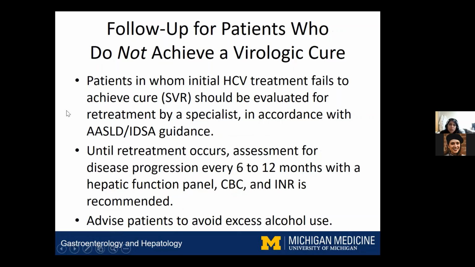And in patients who do not achieve a virological cure, patients in whom initial Hep C treatment fails to achieve a cure should be evaluated for retreatment, oftentimes with a specialist in accordance with the AASLD IDSA guidance. And until retreatment occurs, assessment of disease progression every 6 or 12 months with hepatic function panel, CBC, and INR is helpful, so you can monitor their FIB4 going forward. And again, advise all of these patients to avoid excessive alcohol use so it doesn't accelerate their risk of developing chronic liver disease.